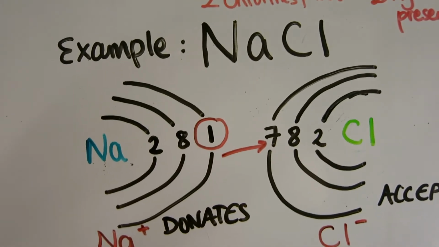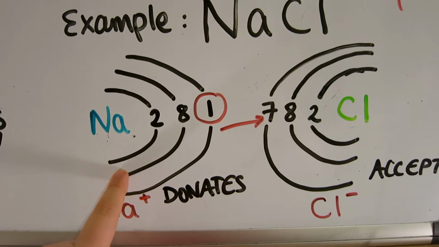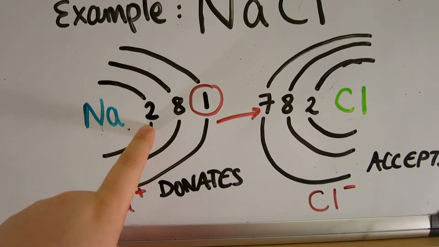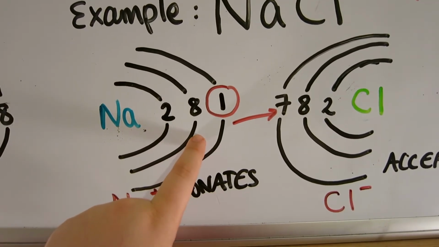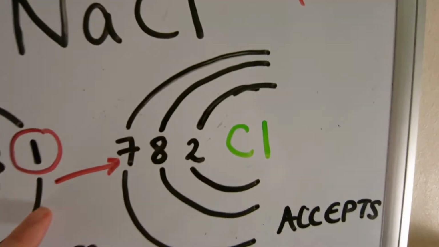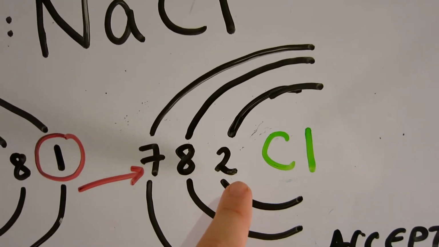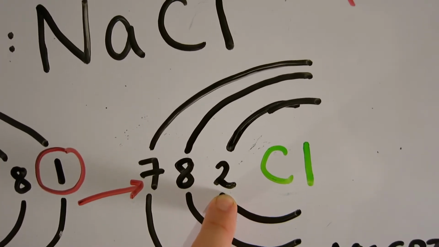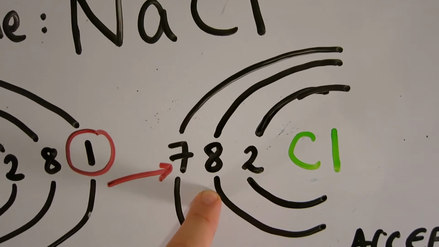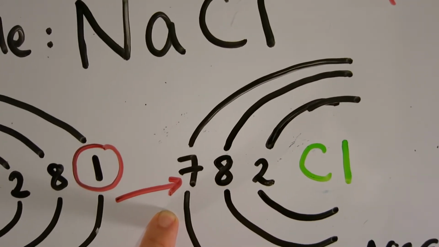So we have sodium chloride here. We have our sodium. So we have 2 electrons in the first shell, 8 in the second, and 1 in the third. Then we have our chlorine. Remember, same convention. 2 electrons in the first shell, 8 electrons in the second shell, and 7 electrons in the third shell.